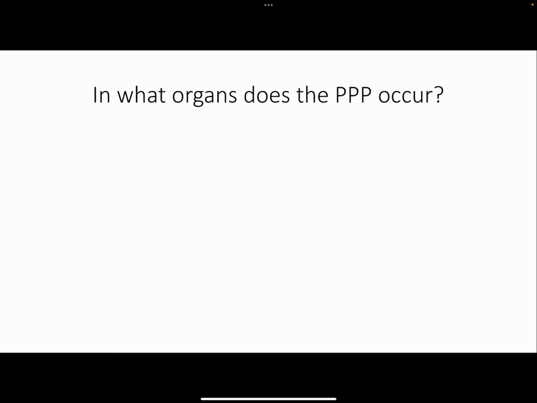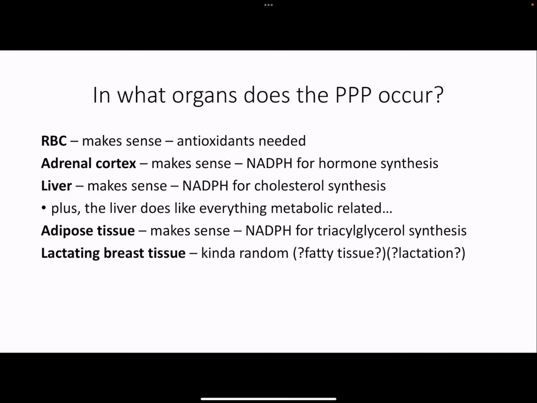So where does the pentose phosphate pathway occur? Red blood cells have a lot of oxygen. Oxygen can oxidize things. It can oxidize, you become superoxide, and hydrogen peroxide. And so, it's very combustible. So we have a lot of oxidation, so we need a lot of antioxidants. It's very delicate.